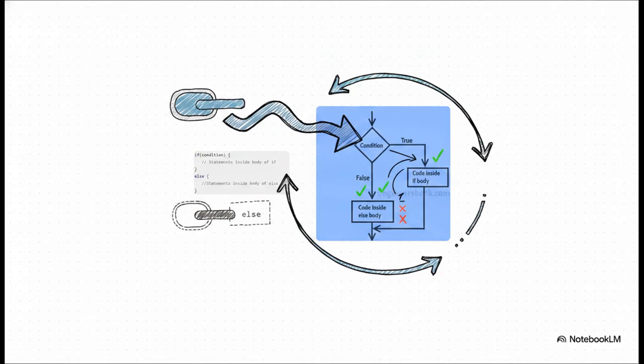Look at the flowchart. We now have a distinct fork in the road. The true path goes one way, and the false path goes another. They never execute at the same time. You either run the if body or you run the else body.